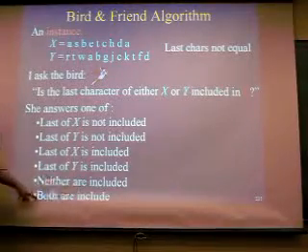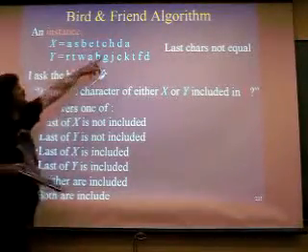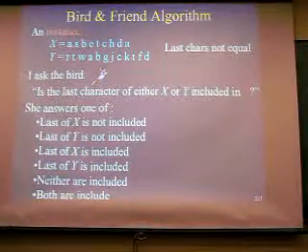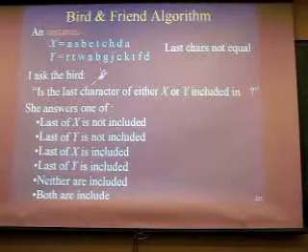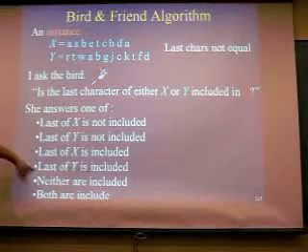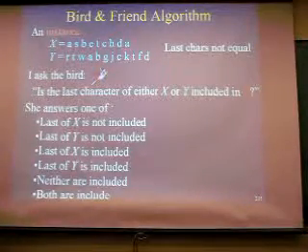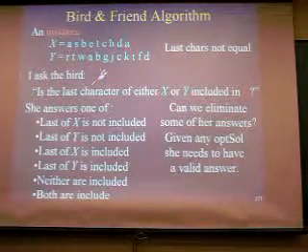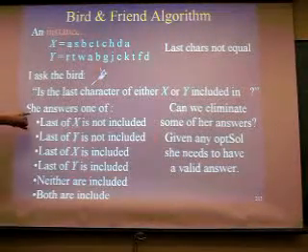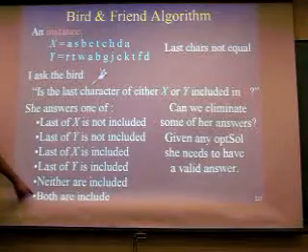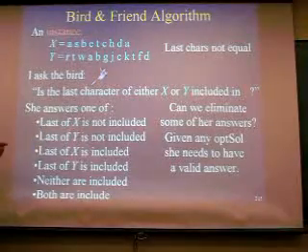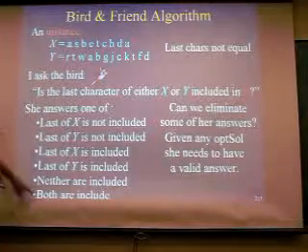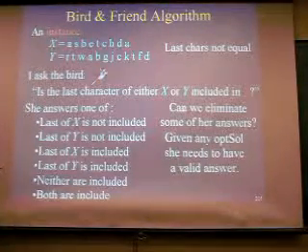Suppose this was true. Suppose both were included. The last letters were included. What would also be true? Last of X and last of Y. Right? This would also be true, and this would also be true. So, actually, let's keep these ones. Which ones had short code? This one had nice short code, this had short code, and this one had pretty good code.